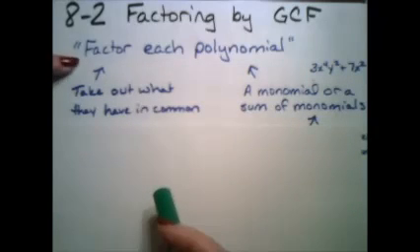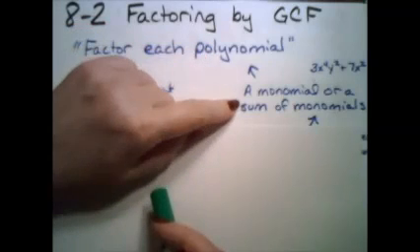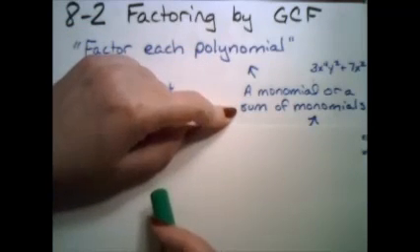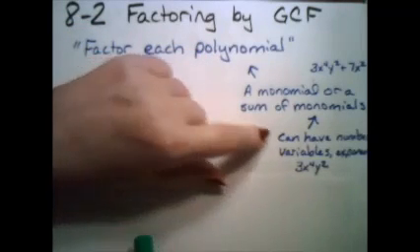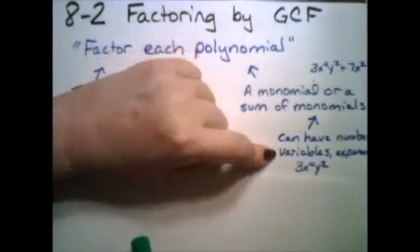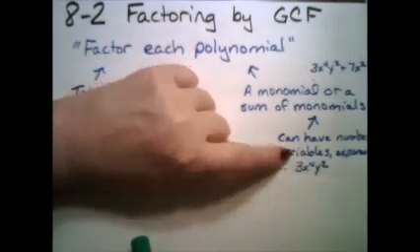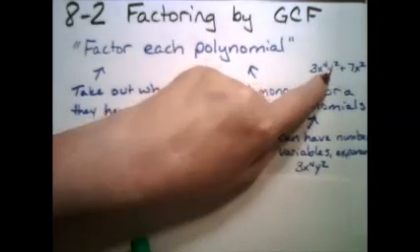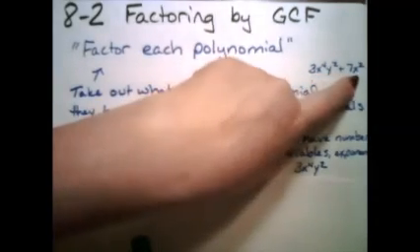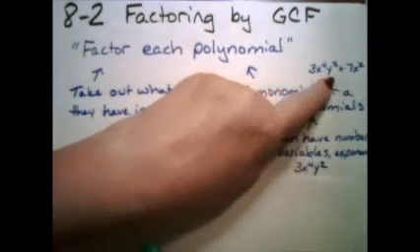Now, a factor means we're going to take out what they have in common. And a polynomial is a monomial or a sum of monomials. A monomial can have numbers, it can have variables, it can have exponents, like that. A polynomial has this term and another term, and it can have a bunch of terms.